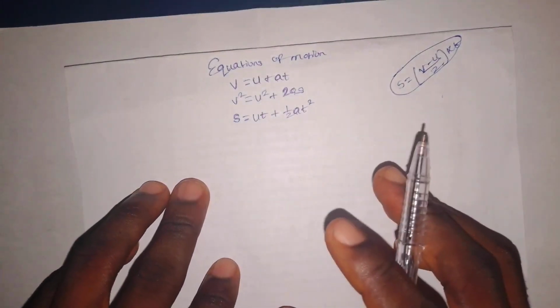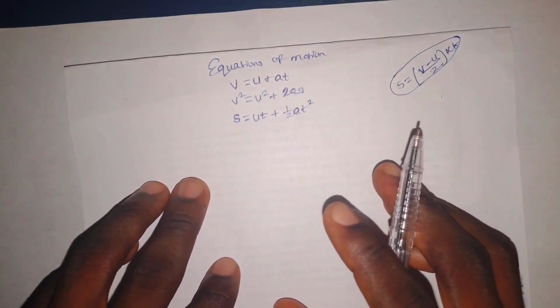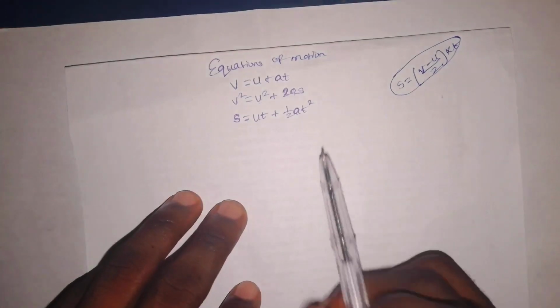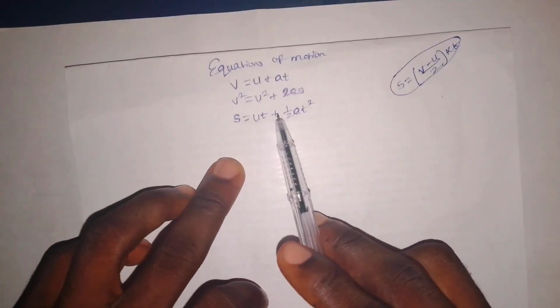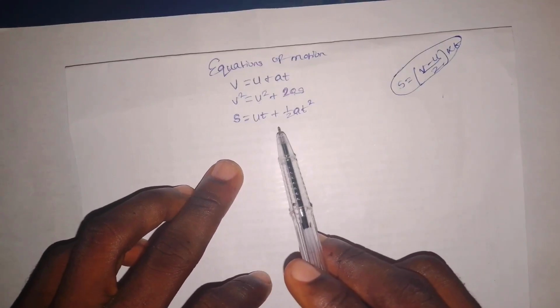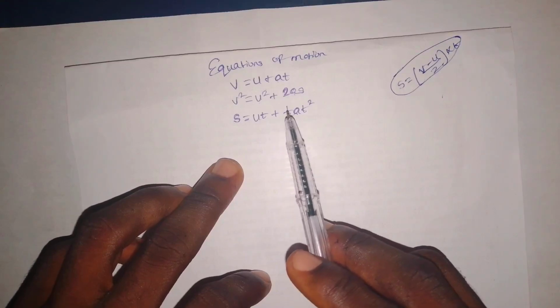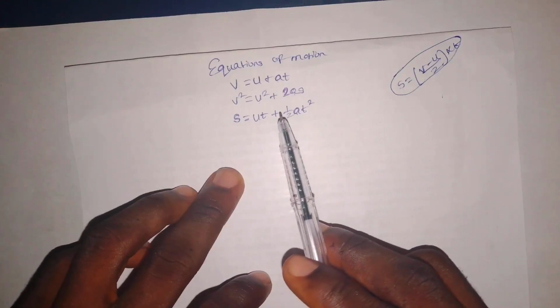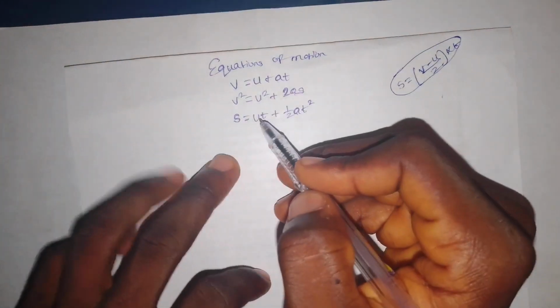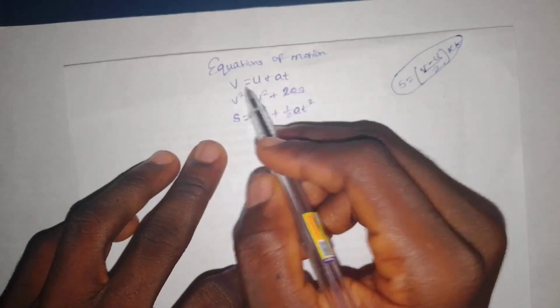Now in this video, I'll just identify all the parameters for you. Then in our next video class, we treat calculation questions on equations of motion using these formulas. Now let me identify the parameters in this equation 1.